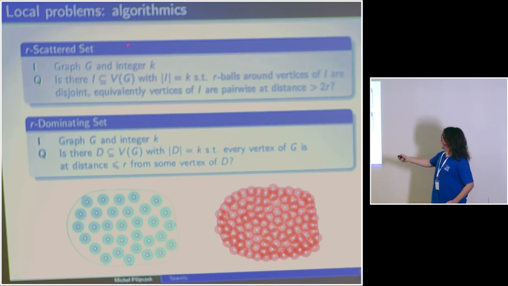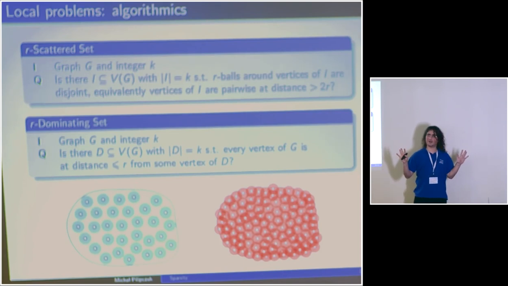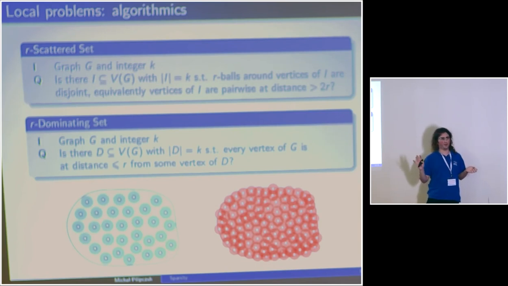So the r-scattered set problem is the following. I've got a graph and an integer k, and I want to find k vertices that are far apart from each other. How far? I want the balls of radius r around them to be pairwise disjoint. This is equivalent to saying that they are at distance more than 2r from each other. So this is the same as, say, 2r-independent set, and a generalization of independent set in general.